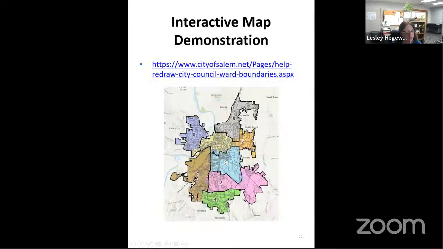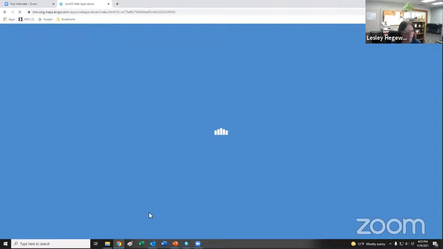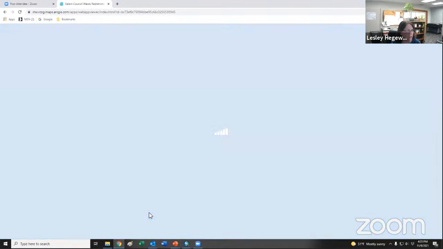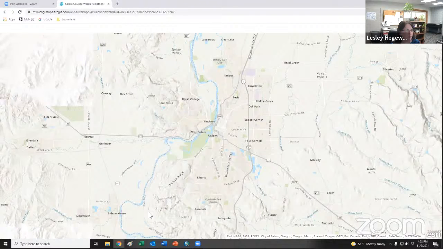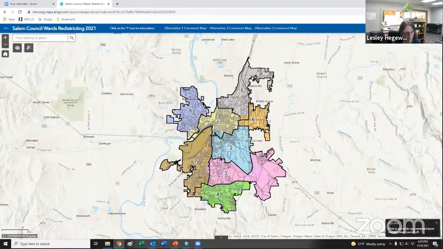So now I would like to do a short demonstration of the interactive map that we created for the redistricting project. I can get my browser to open. So if you go to this link on the city's website and click on this link, it will open the interactive map. And so, like probably a lot of mapping applications that you've worked with, there's navigation tools where you can zoom and pan.